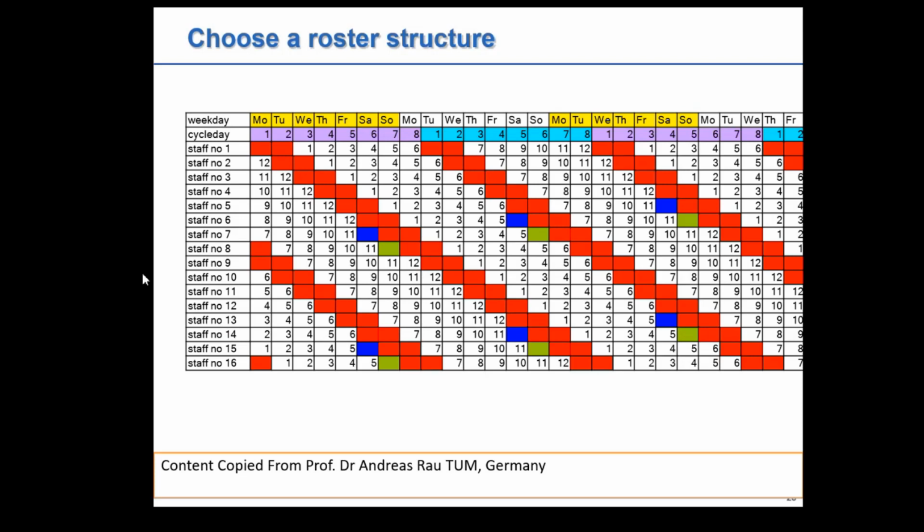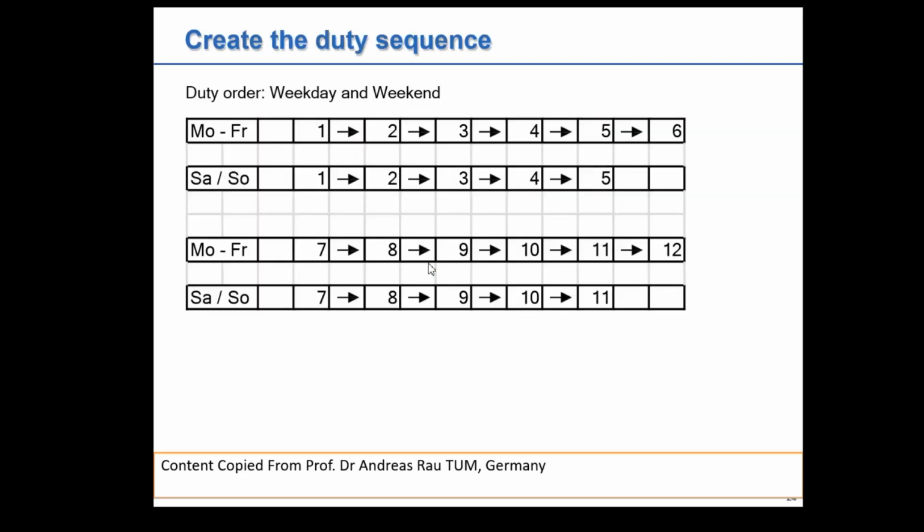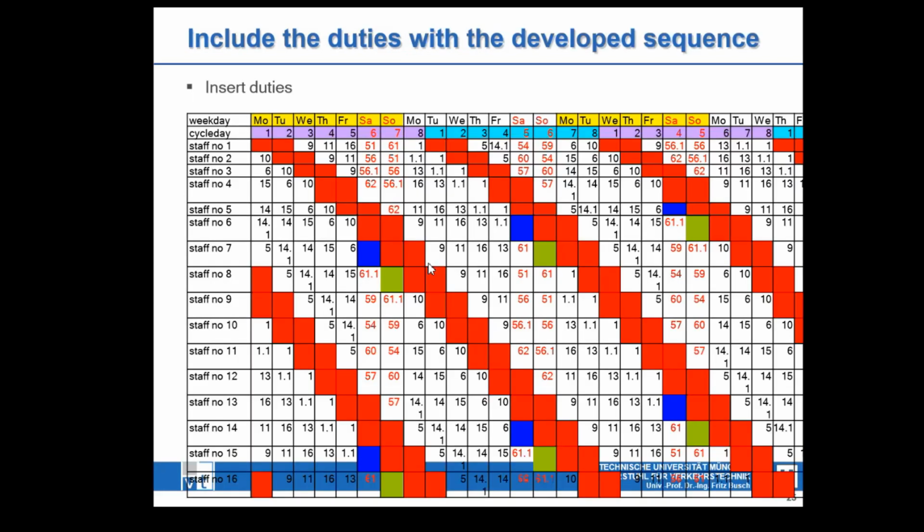For example, if it's staff number one on Monday, he will work at that specific time, and then Tuesday, then Thursday, then Friday, and so on. Because continuity and similarity are quite important, that will be easy for him to understand as well. This is how we can create the duty sequence from Monday to Friday, and then on Saturday and Sunday. So those are the duties which we include for the developed sequence.